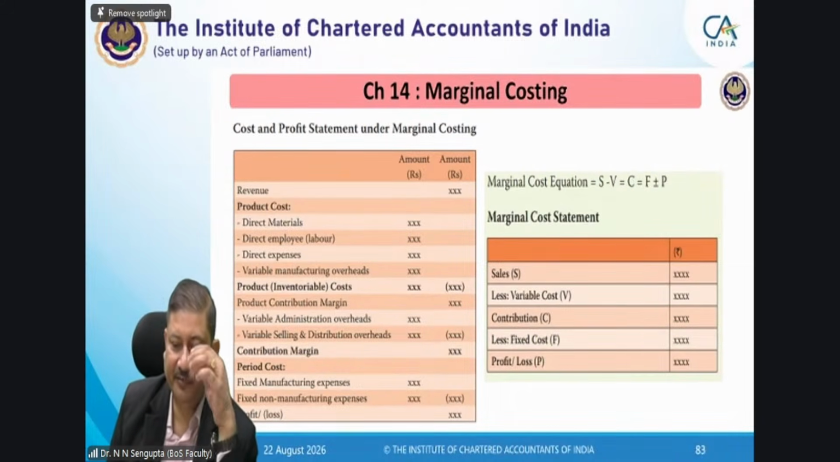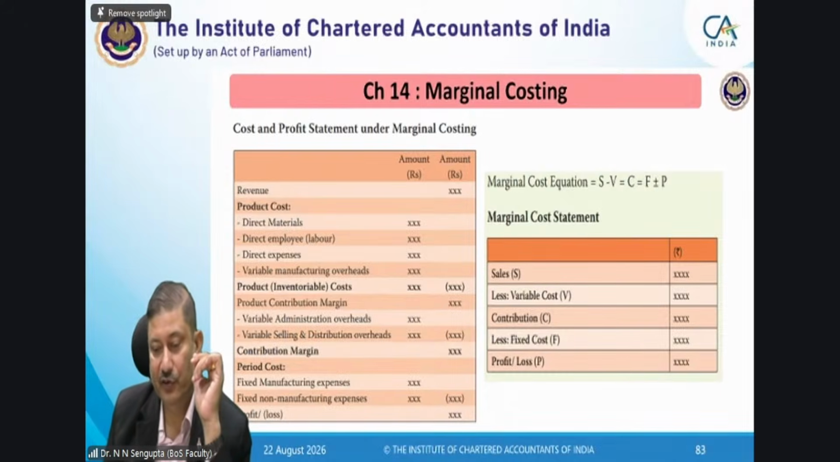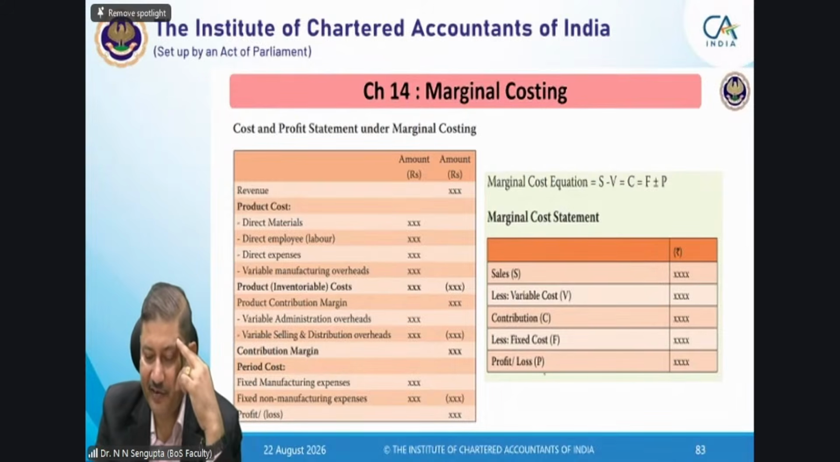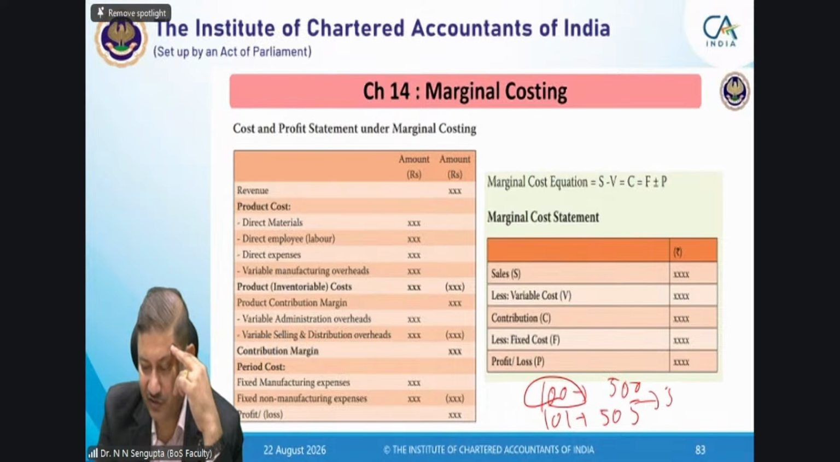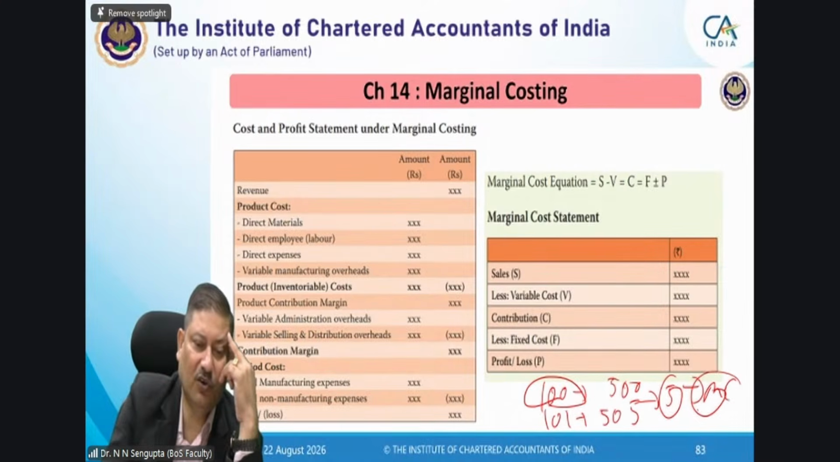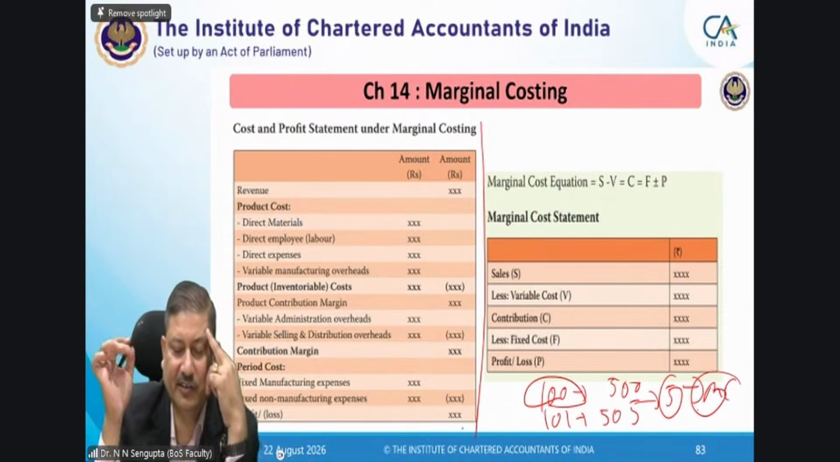Now, some were asking about the concept of marginal costing. The basic concepts are very simple, in fact. First, you need to understand what marginal costing means. For 100 units, if my cost is, let's say, 500, and for 101 units my cost is 505, then for this additional 1 unit, my additional cost is 5. This is basically marginal cost, which is nothing but the variable cost. This is how the cost and profit statement looks after marginal costing.